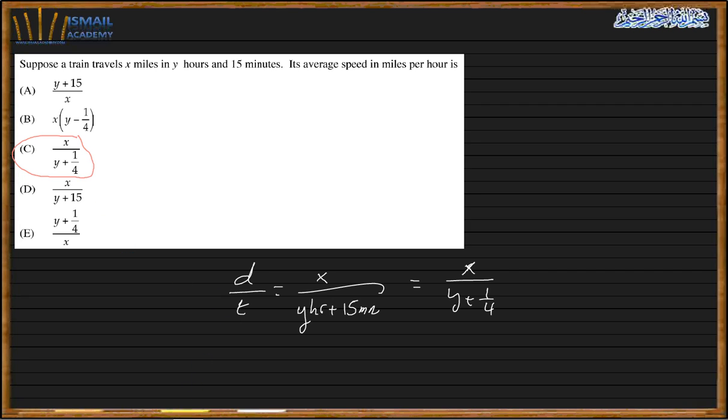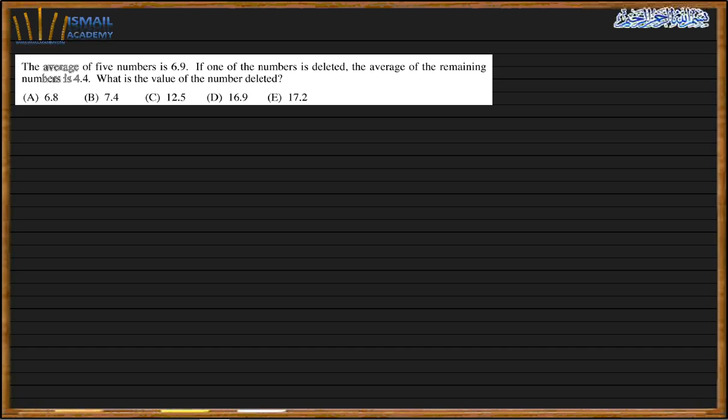All right, next question. The average of 5 numbers is 6.9. So we have (A + B + C + D + E) over 5 is 6.9. If one of the numbers is deleted, the average of the remaining numbers is 4.4. So suppose I have (A + B + C + D) over 4 because I delete the E. So we end up having 4.4. So what is the value of the deleted number?